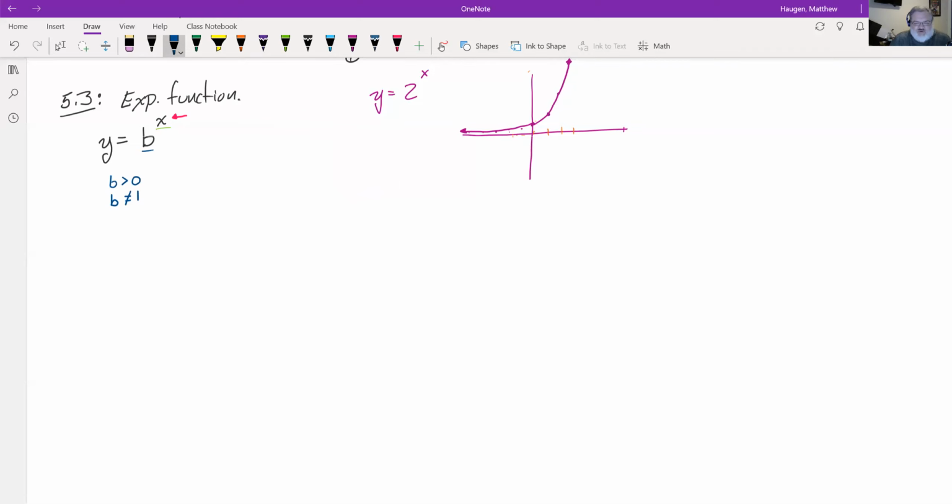If b is equal to 1, it's not an exponential function. Again, we need a reason why not. Well, imagine we had 1 to the x power. So what is 1 to the first power? 1. What's 1 to the second power? 1. 1 to the third power? 1. 1 to the fourth power? 1. 1 to the 0? Still 1. 1 to the negative power is 1. It's always 1.